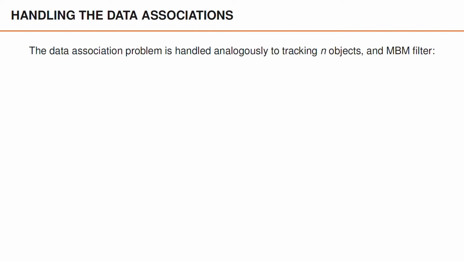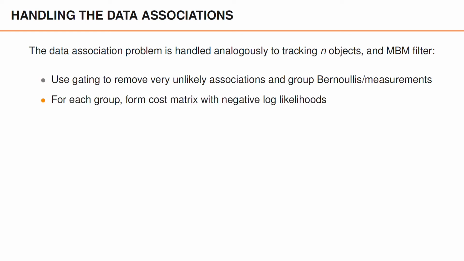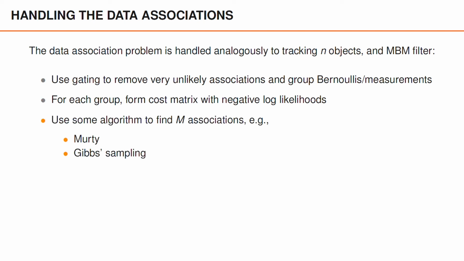In the PMBM filter, we handle the data association analogously to how it's handled in tracking a known number of objects and in the MBM filter. Gating is used to remove highly unlikely associations and to group the measurements and the Bernoullis. A cost matrix with negative log likelihoods is formed, and an optimal assignment method is used to find the M best associations. For example, we can use the optimal Murty's algorithm or the suboptimal but efficient Gibbs sampling. And all other associations are truncated. So after finishing this video, you can go back and review this material if you feel uncertain about it.